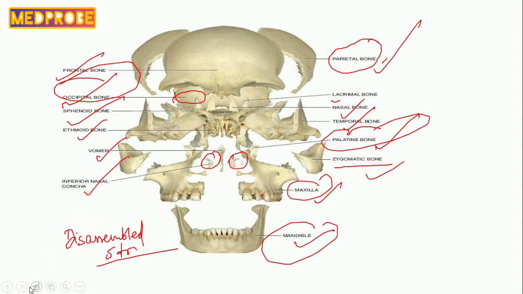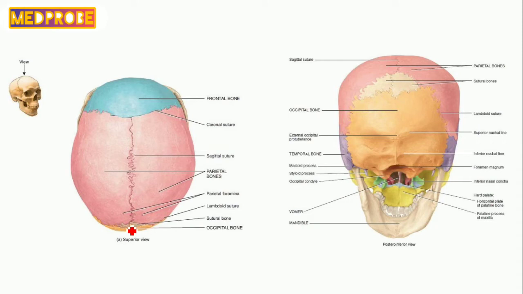So this is the superior view. That means we are looking from the top. And this is the posterior inferior view. That means we are looking from the back side but from downward. Like if this is a face, this is the nose region and all that, this is the mouth. This is a funny guy I have made. So we are looking from here. This particular direction is known as posterior inferior view.